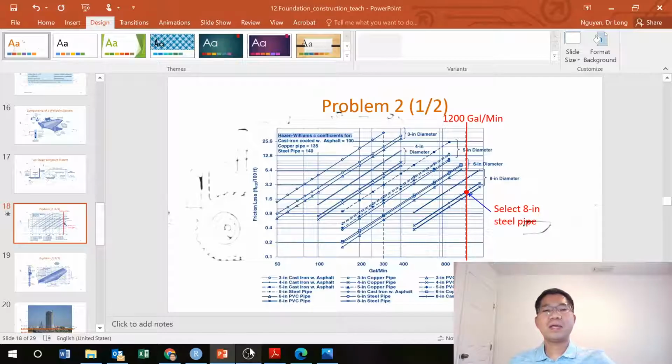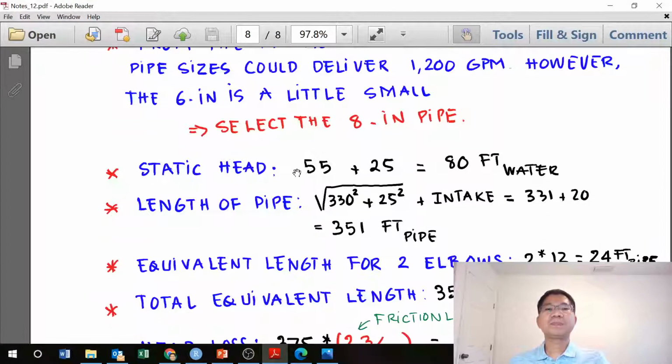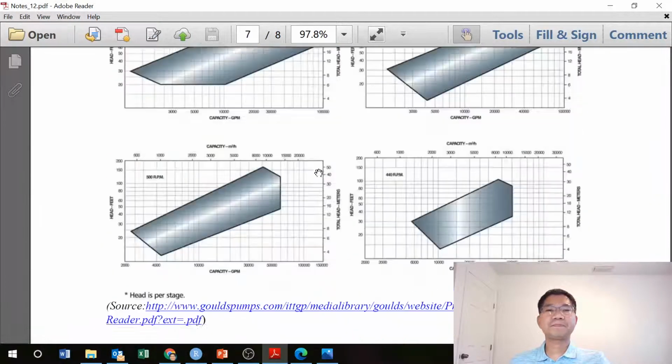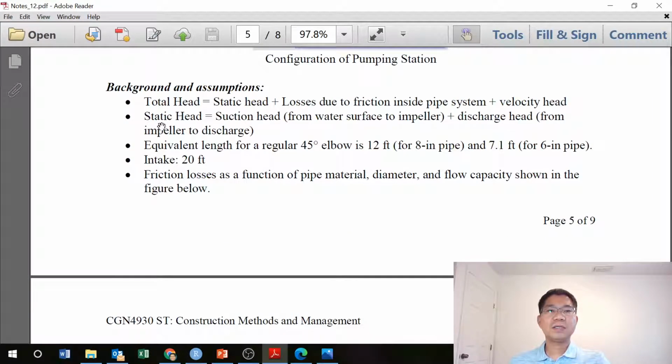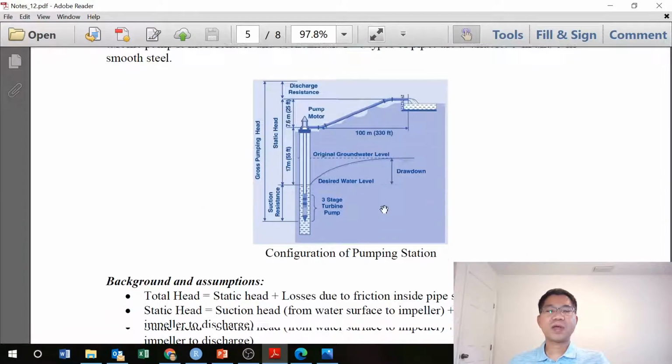So that's why in the solution I say here, from the friction loss chart, both available pipe sizes could deliver 1200, but as you can see, the 6 inches is a little bit small, so we select the 8-inch pipe as I showed you. And based on the definition of static head, static head is equal to the assumption that you see here, suction head and discharge head, and it is 55 plus 25 feet.